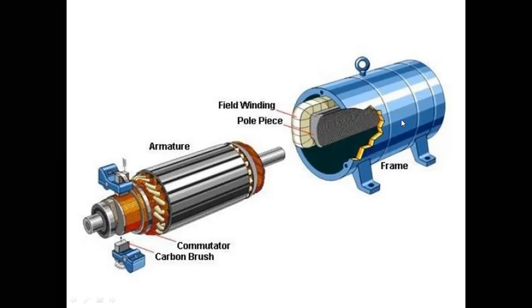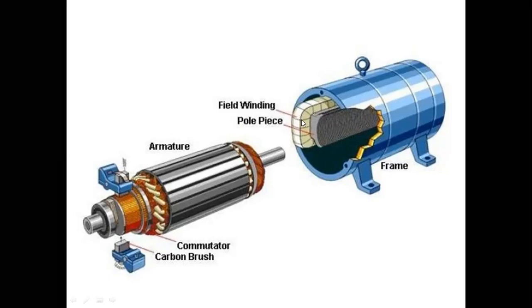So yoke is a ring shaped structure. If you see, it will look like a ring, like a circular structure. So here it is the ring shaped body portion of the frame which makes the magnetic path, because here we are using the field winding. So it will give us a magnetic path for the magnetic flux from the main pole to the interpole.